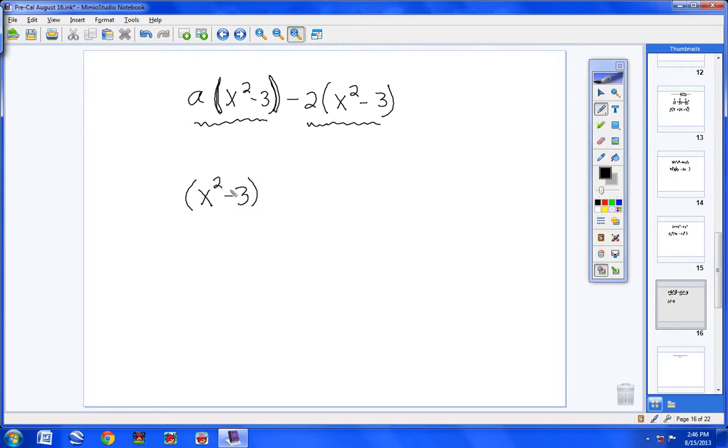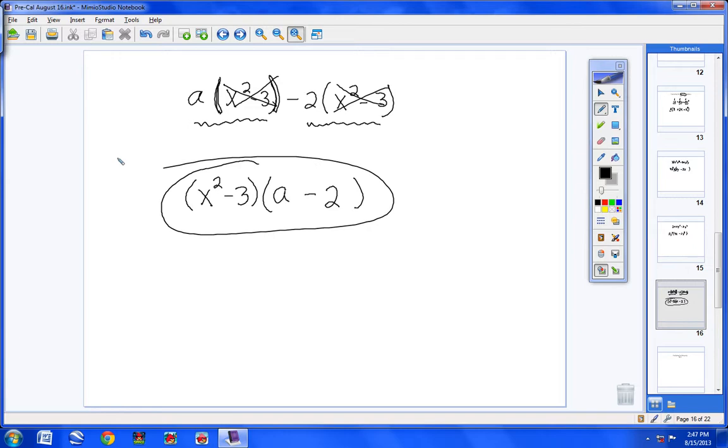Just watch. If they both have an x squared minus 3, I'm going to pull it out, put a parentheses, and if I pull out an x squared minus 3, I'm left with an a, and if I pull out an x squared minus 3, I'm left with a negative 2. So there, you factor this. Now that was a real difficult problem, I understand that, but it's something good for you to think about.